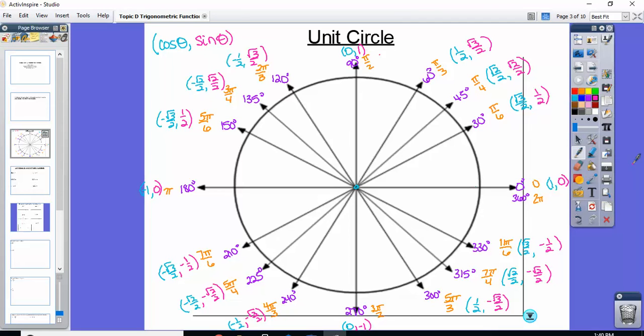Alright, so I just want to go through the definitions of our trig functions, talk about some graphs, talk about conversions, and just go through some examples here.